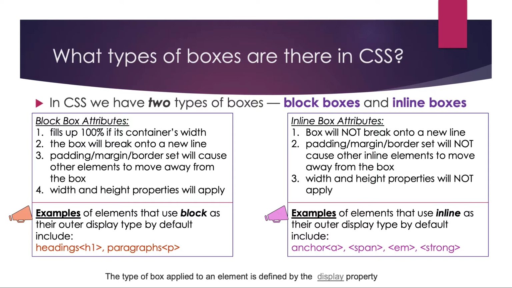Now, inline box attributes. The box will not break onto a new line, so they set up like railroad cars from left to right. Padding, margin, border settings will not cause other inline elements to move away from the box in question, and width and height properties will not apply. Examples of inline elements would be the anchor tag, span, emphasis, and strong. The type of box applied to an element is defined by the display property.